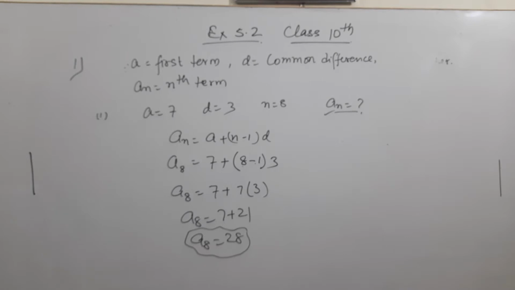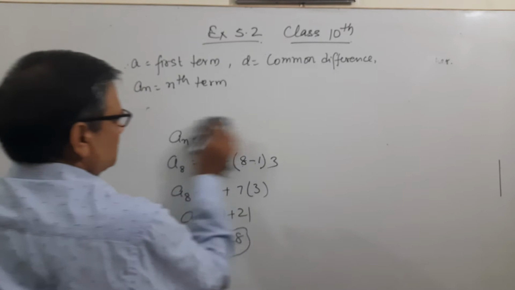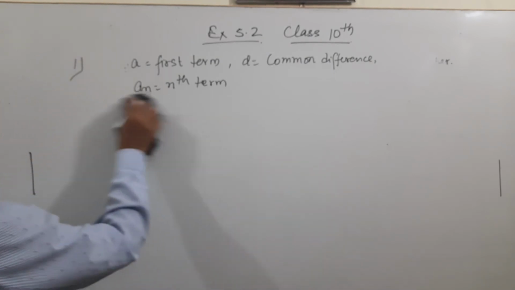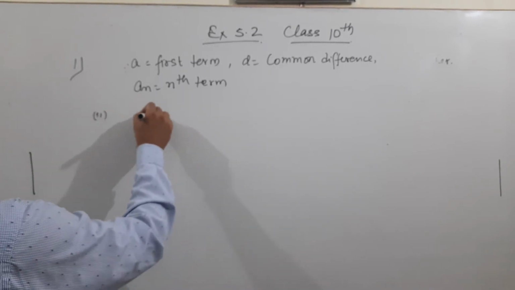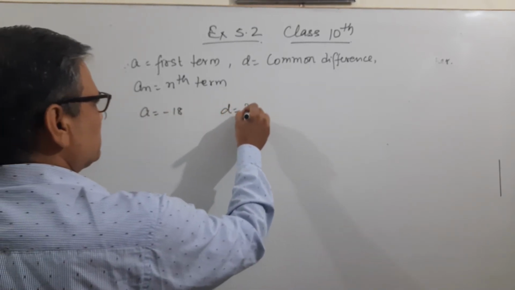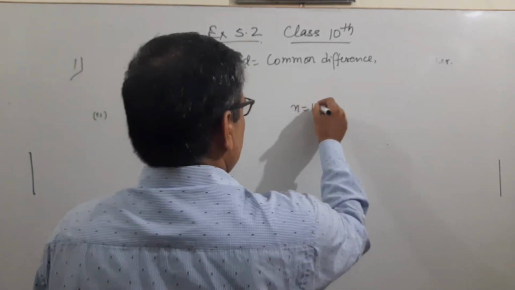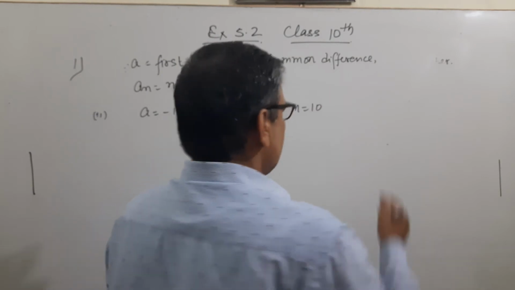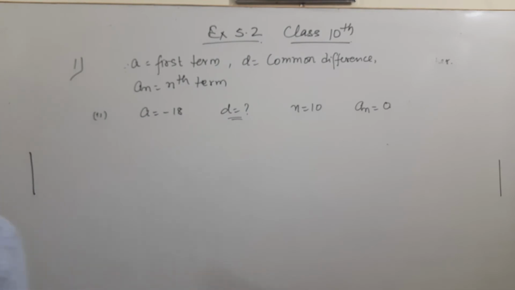Now the second part: A is equal to minus 18, D is the question mark, N is equal to 10, and An is equal to 0. Find D. I am giving you 1 minute to solve it. Try to solve it within 1 minute.